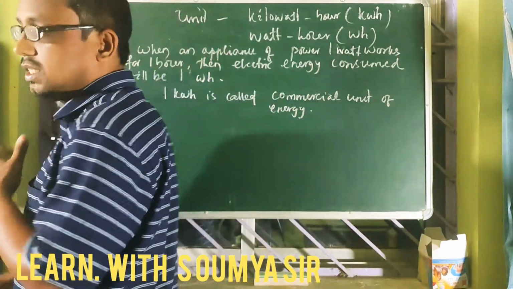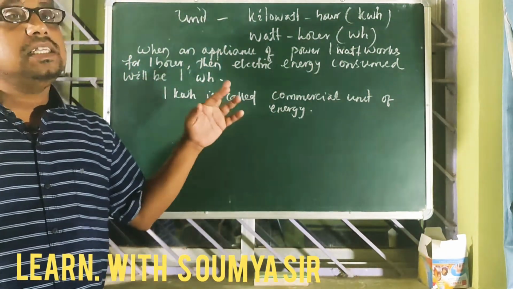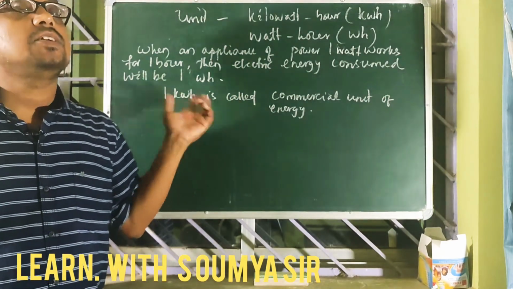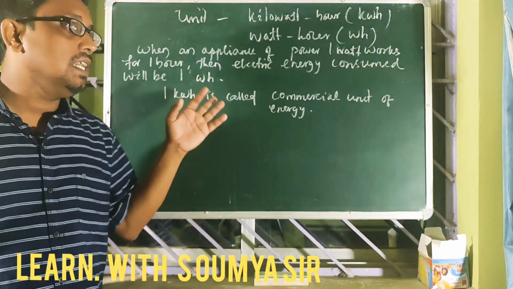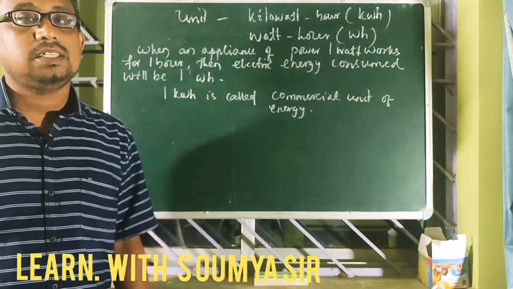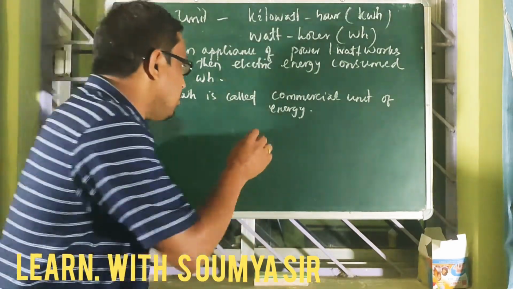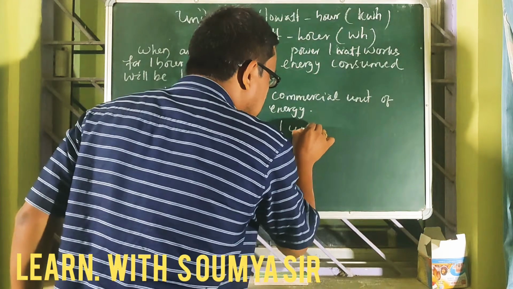Commercial unit of energy. Why is it called the commercial unit of energy? Because it is used in electricity supply. This unit is used in electricity supply or electricity transmission. So we can write 1 kilowatt hour is equal to 1 unit.